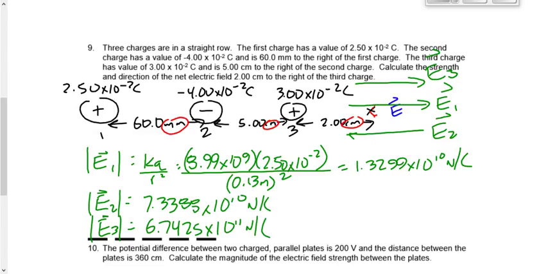And then what do I do with these? Add them up. E1 plus E2 plus E3. Make sure you put the little vector signs over it to remind you that it's not energy, right? It's not energy, it's electric field, two completely different things. Okay, E1 is going to be a positive value.